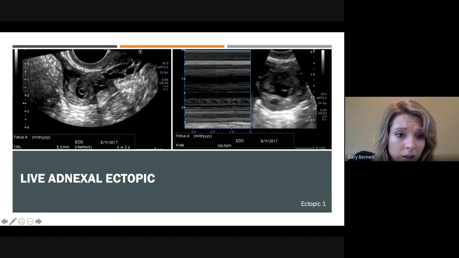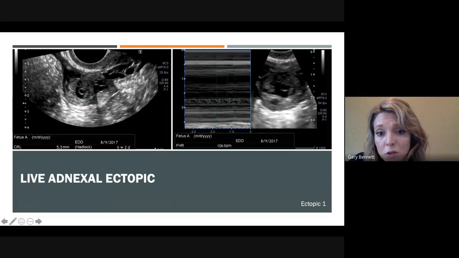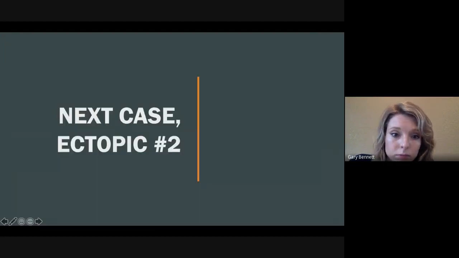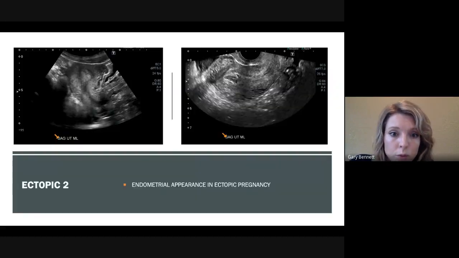But you can see the fetus here. We're not in the uterus, we are in the adnexa. They even were able to obtain a fetal heart rate. You can actually see a nice one on that M mode there. This one's really easy to visualize. But yeah, that's a very obvious ectopic. All right, case number 2.